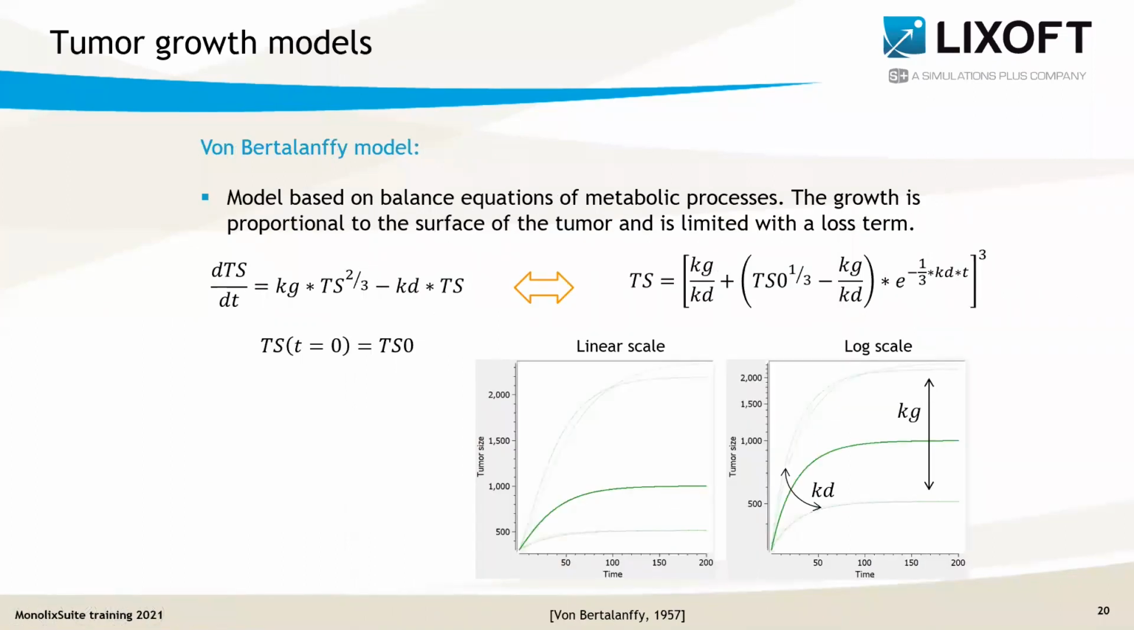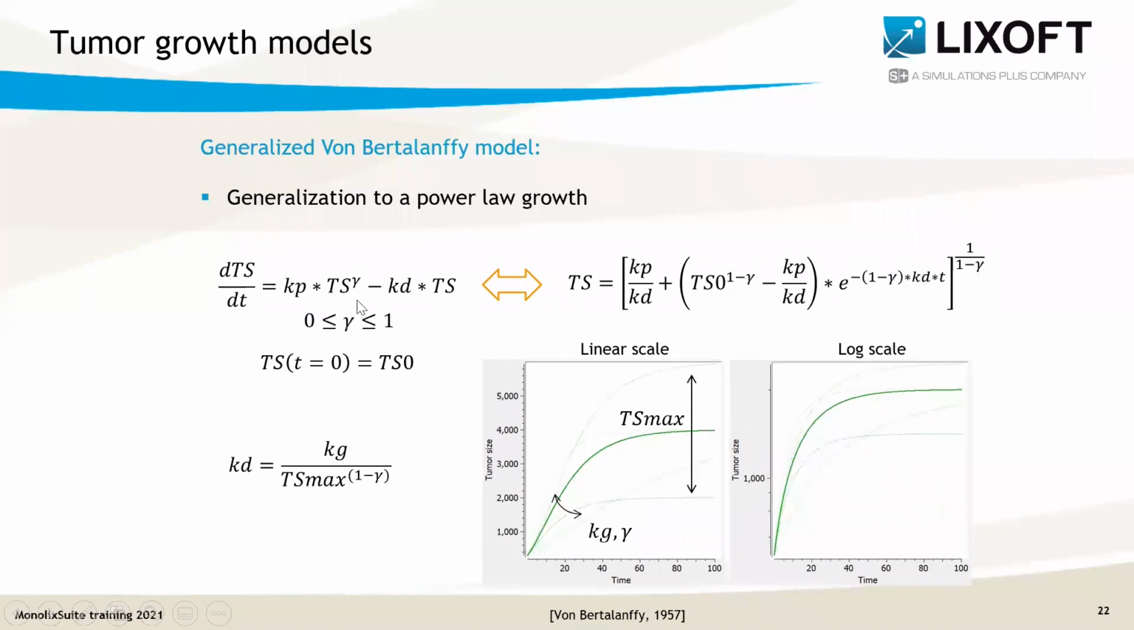Finally, in the growth functions with saturation available in the library, we have the von Bertalanffy model based on balance equations of metabolic processes. It is a bit different than the others because in this case, the saturation relies on a spontaneous decay component, which can be due to apoptosis. And the growth is proportional to the surface of the tumor, hence the 2/3 exponent. This model also has a generalized form where the exponent 2/3 is replaced by a parameter gamma, which should stay between 0 and 1.